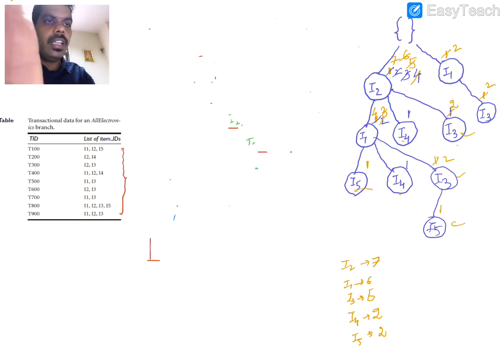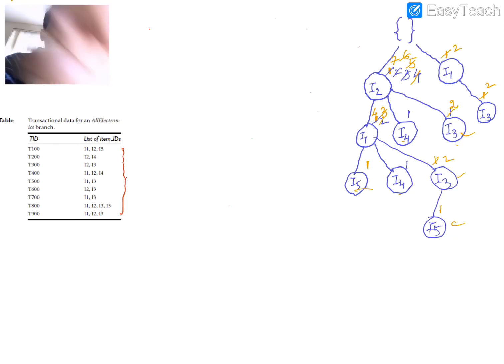Whatever data values we consider are represented hierarchically. Hierarchically in the sense the level is important. Whenever a node comes first, that is the highest level, and the node that comes next is the next level. By considering that, we are able to construct the FP tree. So after constructing the FP tree, what we have to do? We have to generate the frequent patterns.